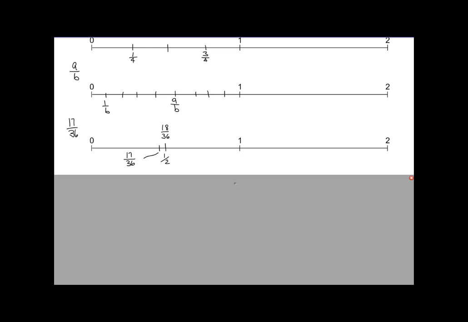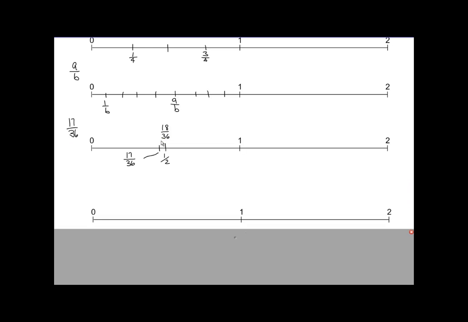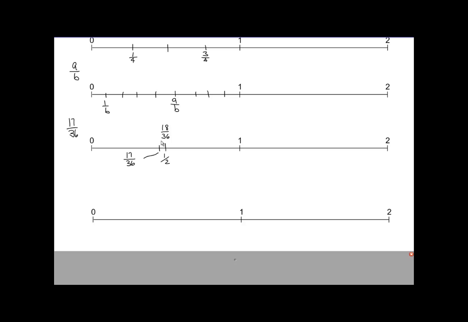Notice that in this case, our benchmark fraction, 18/36, had the same denominator as the fraction that we were trying to locate. It can be a little more complex for a fraction such as 4/15. Again, this is close to a fraction that we might be able to recognize. 15 is close to 16, and 4/16 is 1/4.